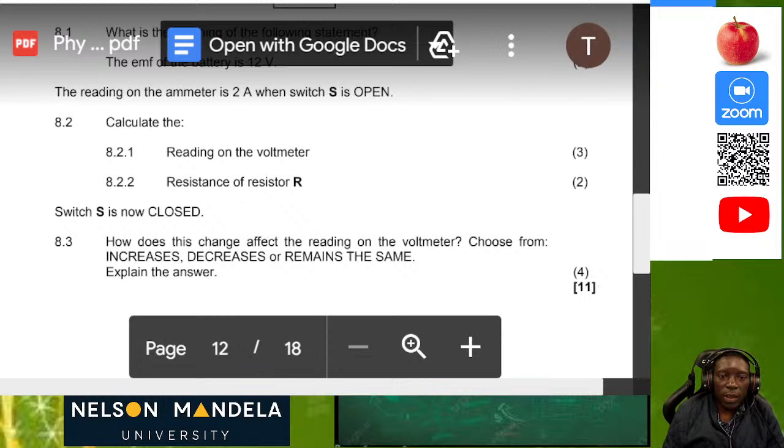So now, how does this change affect the reading on the voltmeter? Does it change? Does it remain the same? That is the potential difference across the same points. So how do we analyze that? This is a question based on analysis of the circuit.